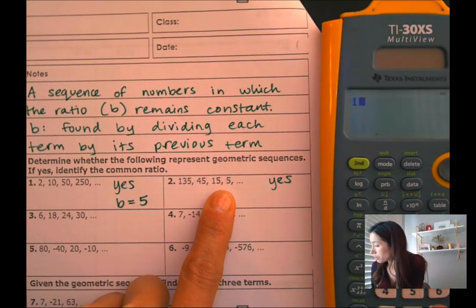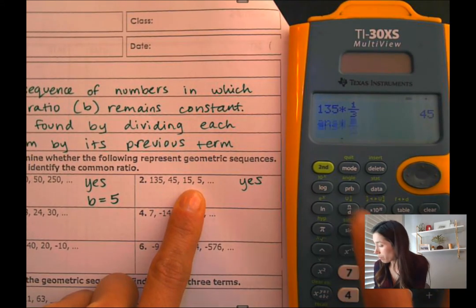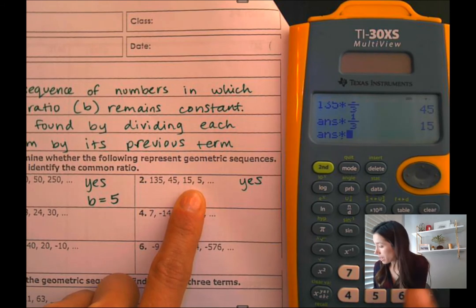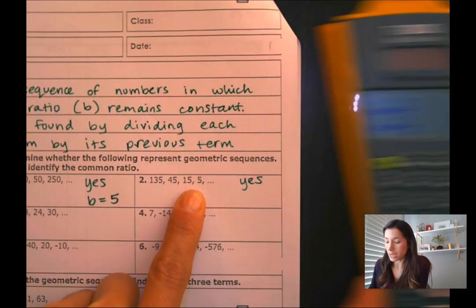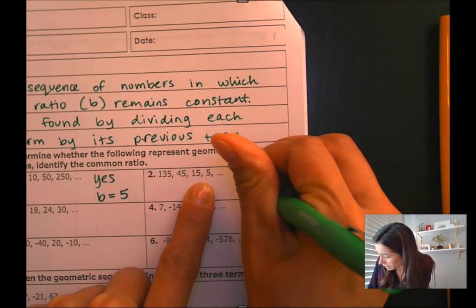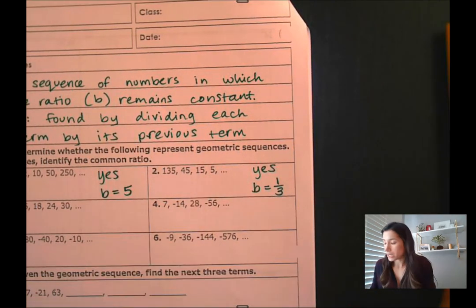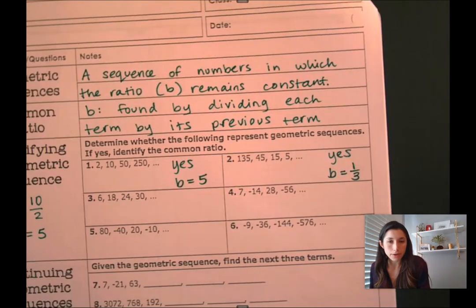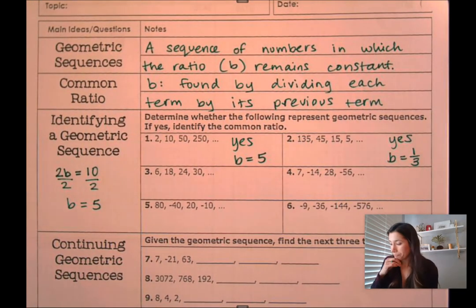So if you wanted to, let's multiply it by 1/3. Great, we're getting 45. Let's multiply by 1/3 again. 15. Let's multiply by 1/3 again. And we're getting 5. So yes, we'll say that our common ratio is a third. I'm okay with you also expressing it as 0.3 repeating. That's fine as well. Let's do one more sequence together.